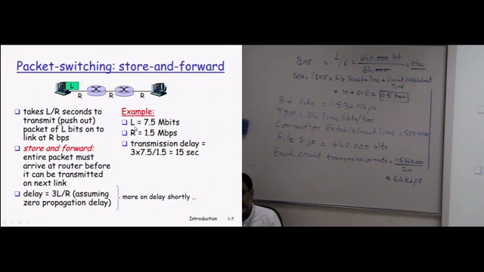For example, you have a file of size 7.5 megabits, and the data rate is 1.5 megabits per second. In 1 second it can transmit 1.5 megabits, so the transmission delay in this case will be the file size divided by the data rate, 7.5 megabits divided by 1.5 megabits per second. It will take approximately 5 seconds to transmit a file of this size.